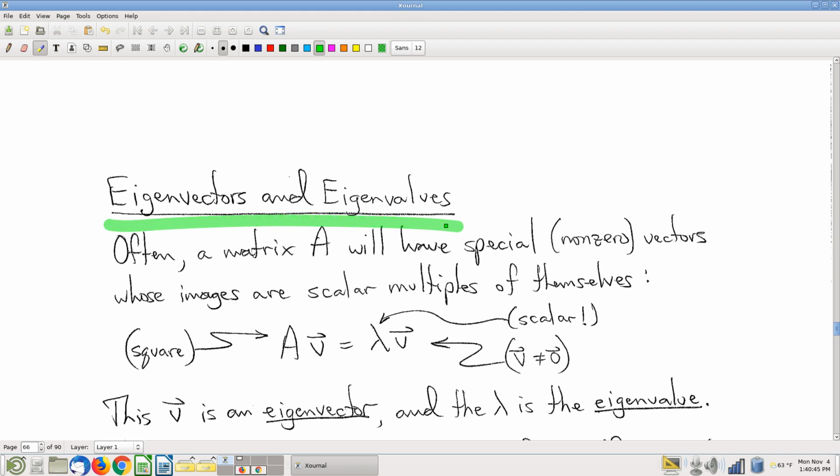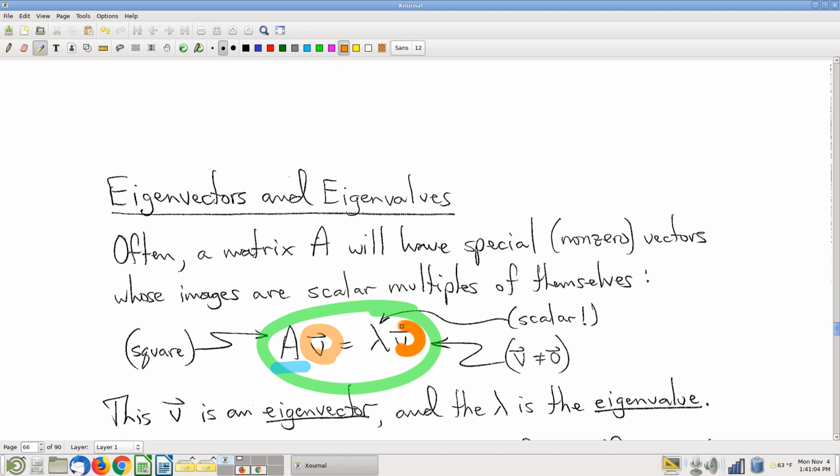Eigenvectors and eigenvalues. This is the equation that this section is all about. It happens sometimes, given a matrix, that there might be a vector V with the feature that when you multiply that matrix times that vector, you get a scalar multiple of that original vector. All right, so this happens sometimes.